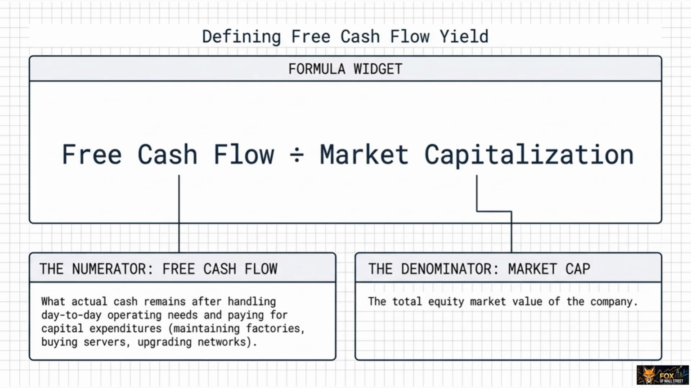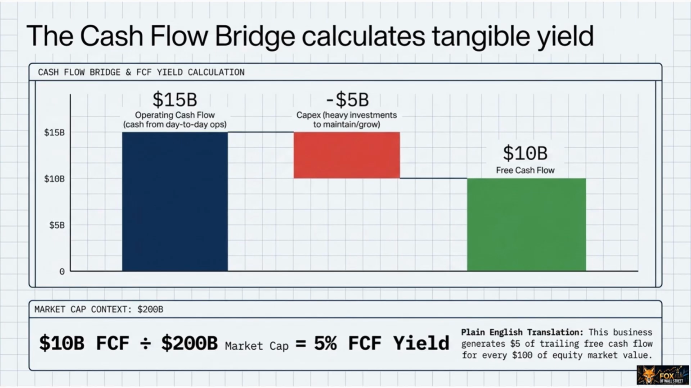Basically, what this tells us is exactly how much actual cash remains after the company handles its day-to-day operating needs and pays for its capital expenditures. Things like maintaining factories, buying servers, or upgrading networks. Let's break down the math using a really simple cash flow bridge. Step 1, you start with your operating cash flow. That's just the cash generated from regular, day-to-day business operations. Step 2, you subtract capital expenditures, or CapEx. These are the heavy investments required to maintain or even grow the business. And Step 3, you arrive at your free cash flow.